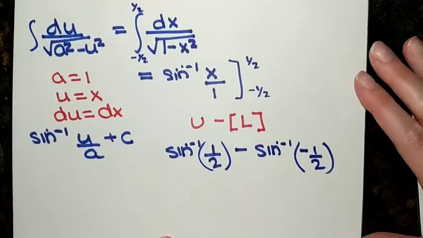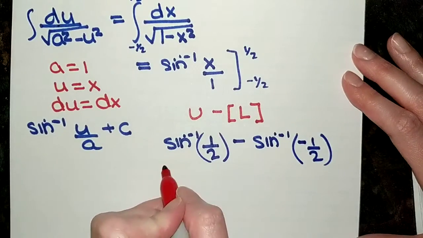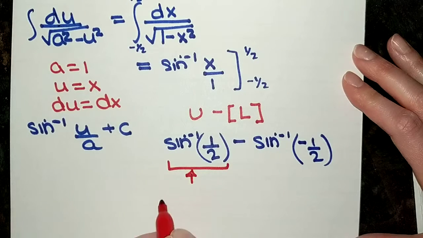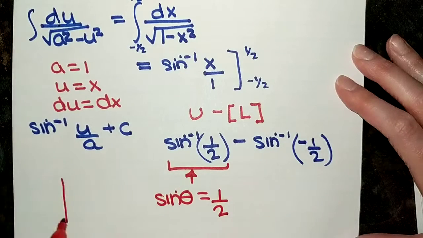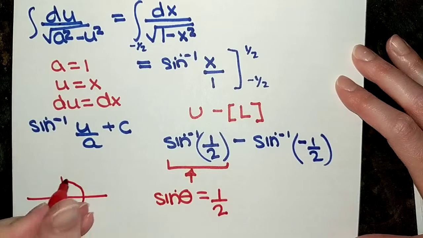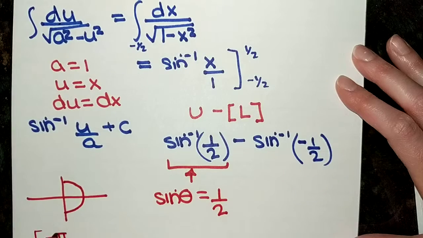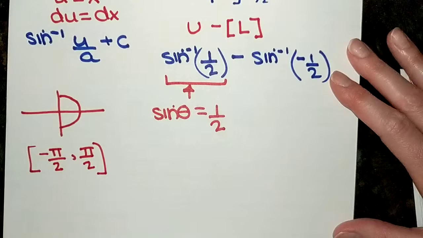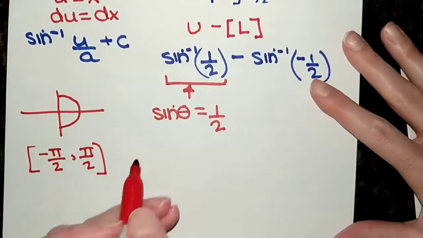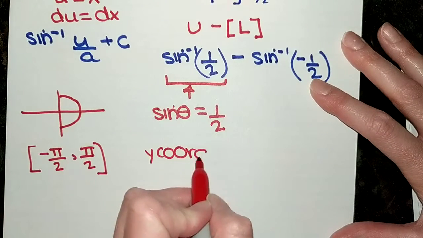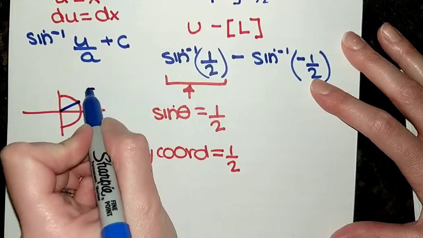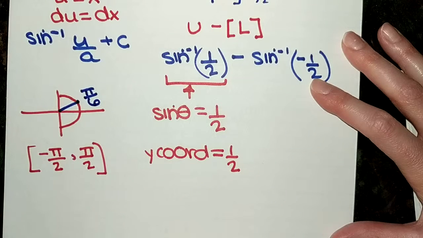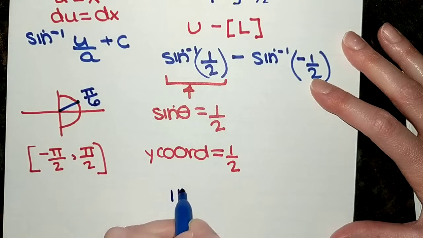Now again, when you're talking about inverse trig functions, you're really asking yourself, what angle is going to give us 1/2? So you're only looking in quadrant 1 and quadrant 4, so you're only looking in negative pi over 2 to pi over 2 for your sine inverse function. So you say to yourself, okay, where is your y coordinate equal to 1/2? And that is going to happen at pi over 6.